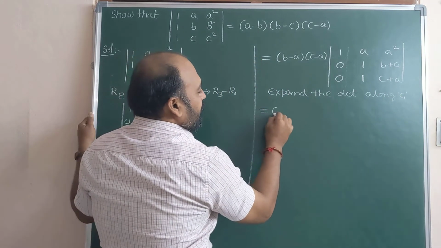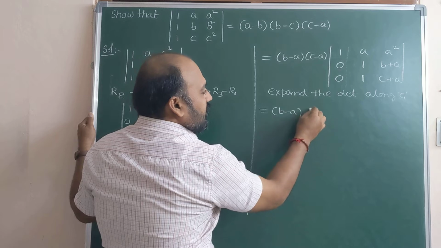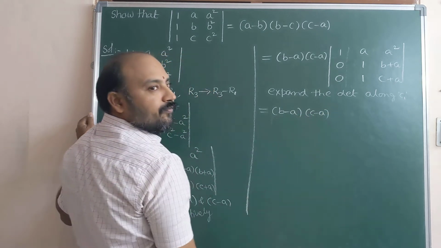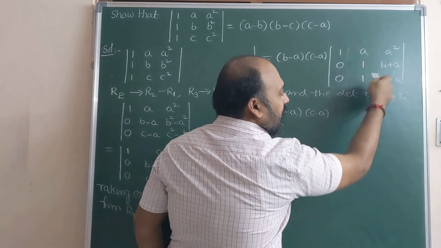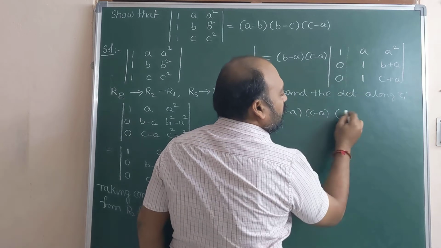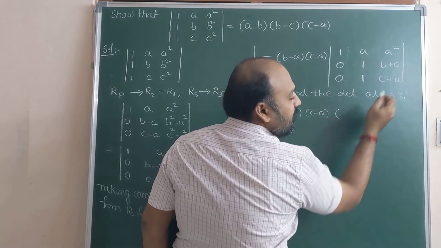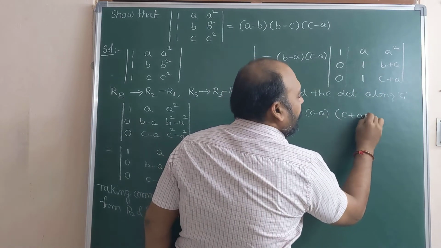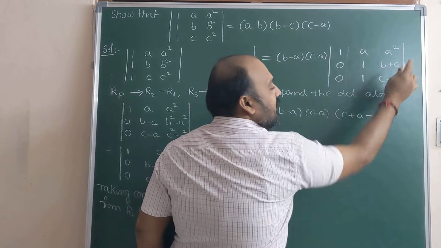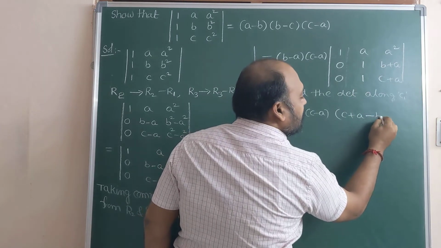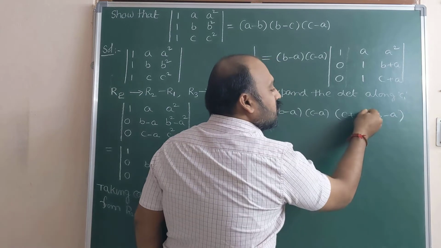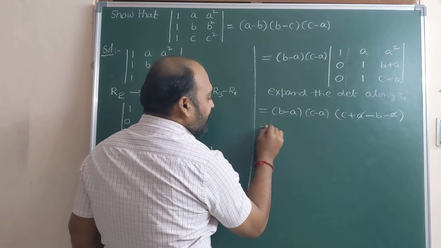So you will get (b minus a) into (c minus a), 1 into the determinant of this only, no? So 1 into (c plus a) minus 1 into (b plus a). So minus of (b plus a), minus b minus a. So plus a minus a get cancelled.